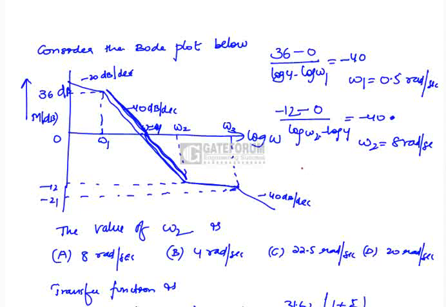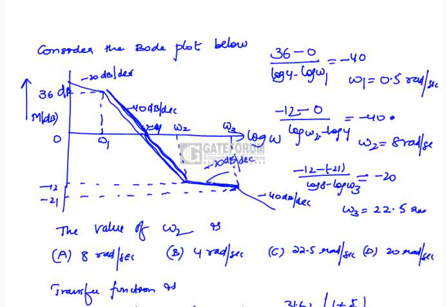Similarly, we can calculate omega 3. That is the slope of this one. The slope of this plot is given as minus 20 dB per decade. Now what is the value of omega 3? It is minus 12 minus of minus 21 divided by log omega 3 minus log omega 2, where omega 2 is 8, and the slope is minus 20 dB per decade. From this you will get omega 3 value as 22.5 radians per second. Now these are the values of omega 1, omega 2 and omega 3.